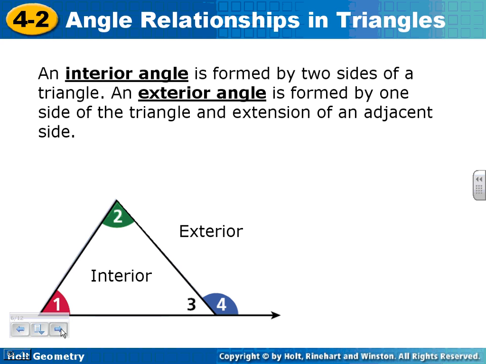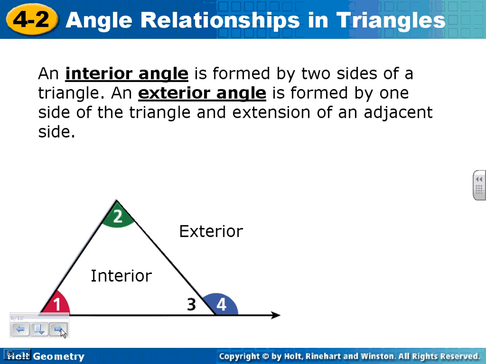Hello, Mr. Webb. An exterior angle is formed by one side of the triangle and an extension of an adjacent side. I'm losing track here. Mr. Webb just came in my room. Great. Thank you, Mr. Webb. That's my code for the day. Hello. He says hello. Where was I? Let me start over here.